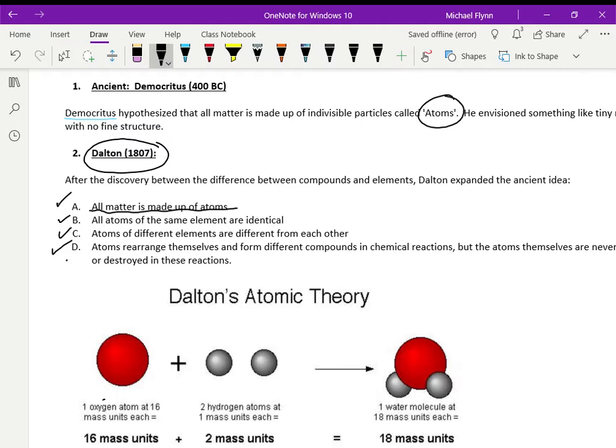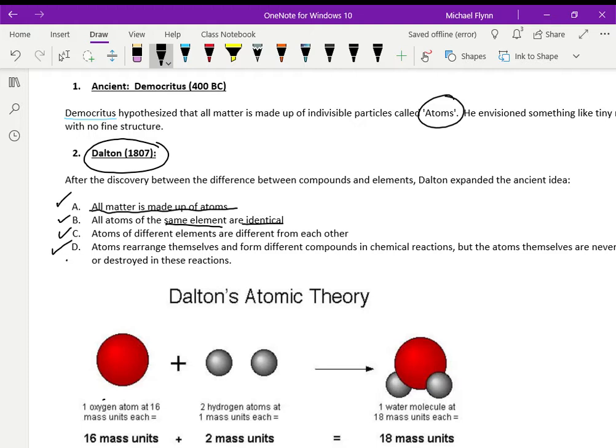Now, all atoms of the same element would be identical, okay? So in other words, if I have one atom of gold and you have another atom of gold, our two atoms would be like identical twins. You could not tell them apart. They're exactly identical in every single way. Same mass, all the same physical and chemical properties. So it'd be an identical particle, okay?